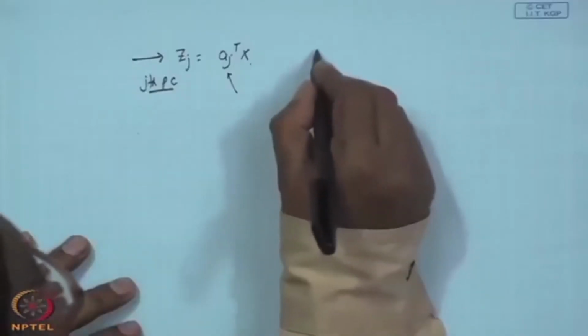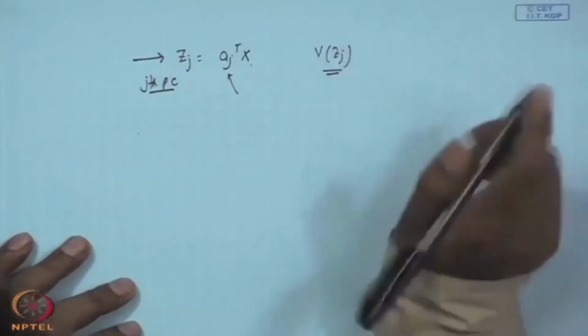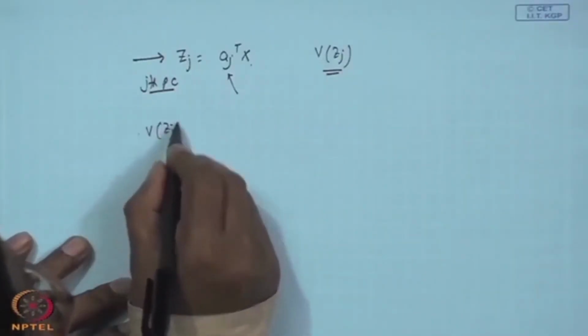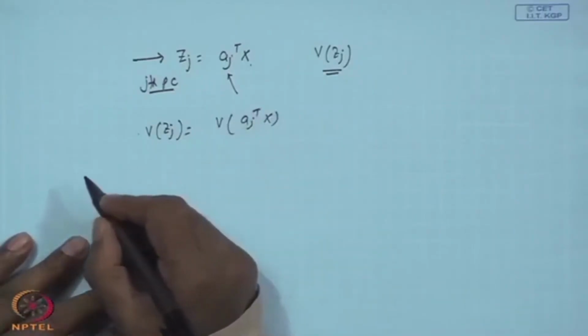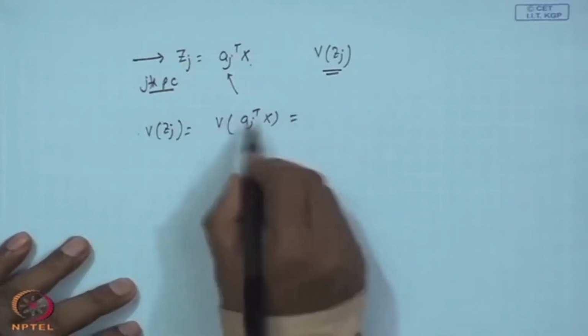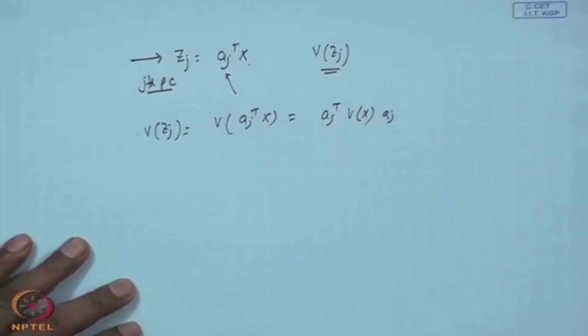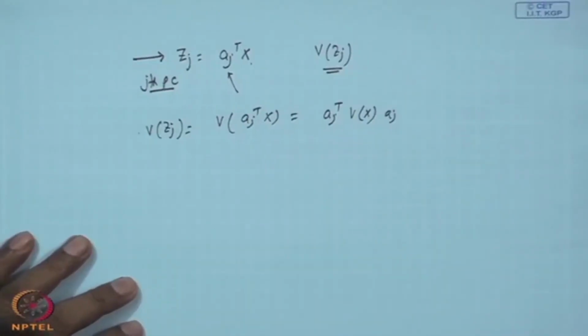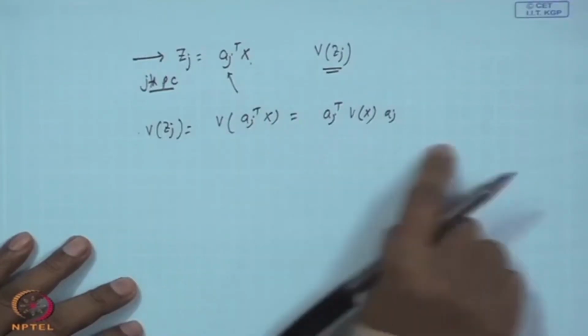Now I want to compute the variance of Zj, because the variance of Z1 is greater than the variance of Z2, and so on. What will be the variance of Zj? It will be the variance of Aj transpose X. Aj is a constant here, so it is Aj transpose variance of X times Aj. Aj is a vector, Aj1 to Ajp.